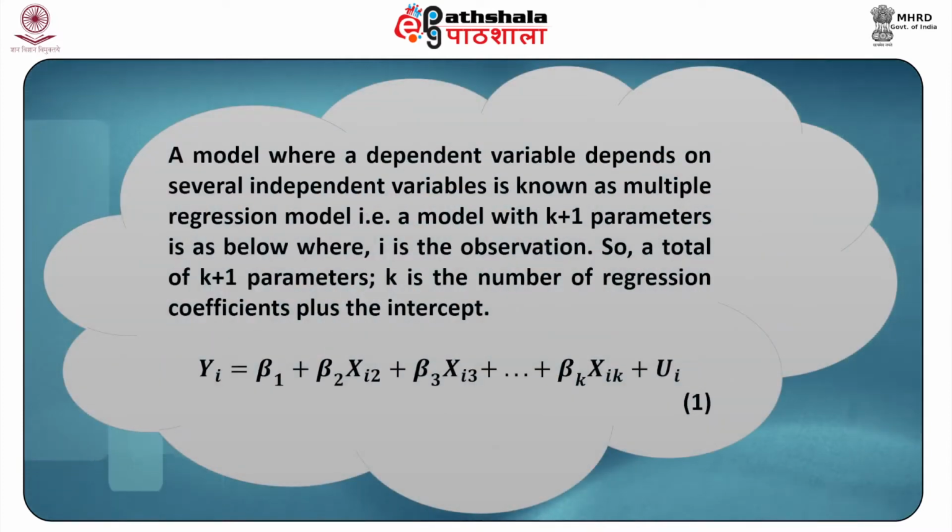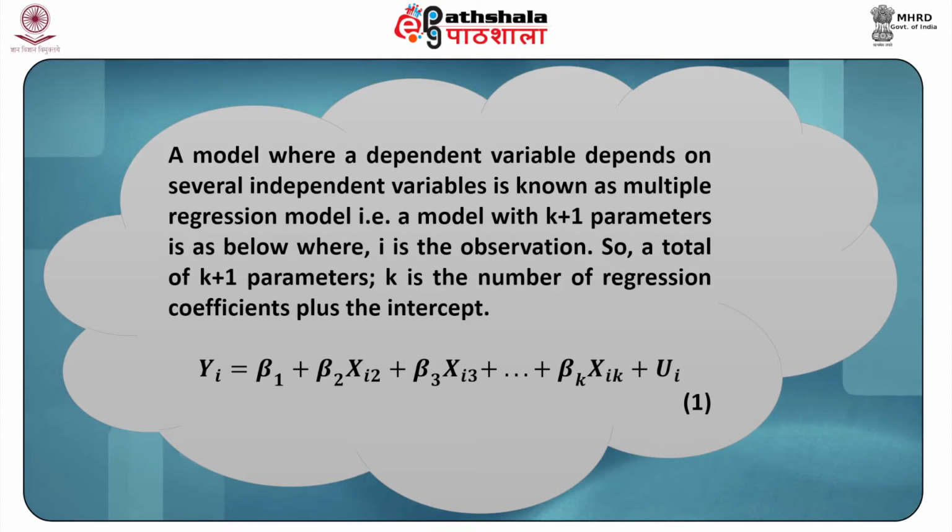However, the analysis has to be carried out carefully as there are dangers of including an irrelevant variable and excluding a relevant variable. Any of the two would lead to specification bias, a topic which we will deal with later in the course. Therefore, a model where a dependent variable depends on several independent variables is known as multiple regression model.